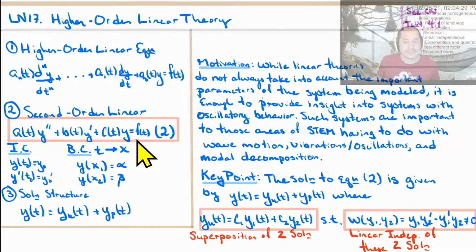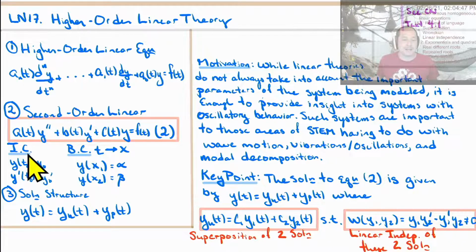We're going to focus our attention on second order equations. Second order equations are going to be y double prime times some function of t, plus y prime times some function of t, plus y times some function of t, and then some right hand side. That's going to be the game. That's our fundamental equation.